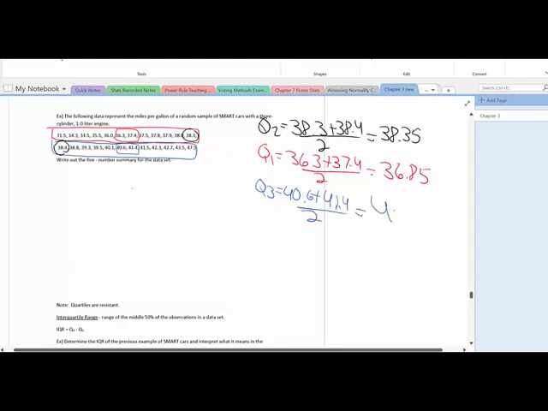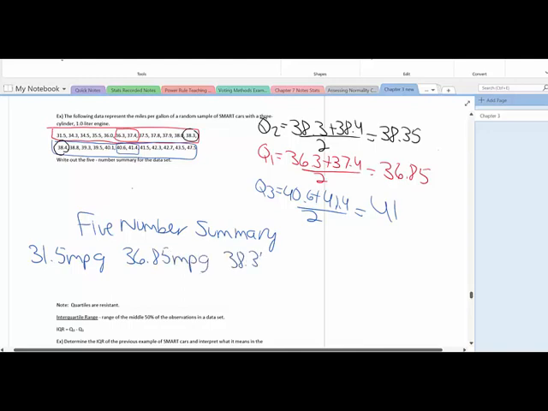And that gives me 41. Okay, so let's write out the 5-number summary. The least data value, 31.5. I'll put the unit of measurement. The first quartile, the median, the third quartile, and the greatest data value in the set. There's my 5-number summary.